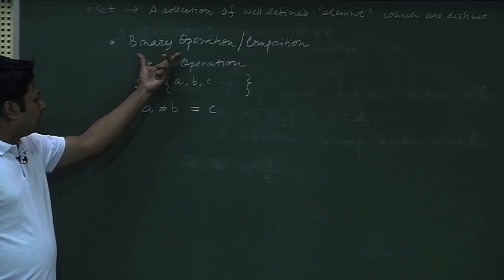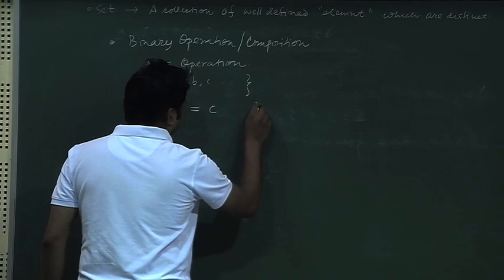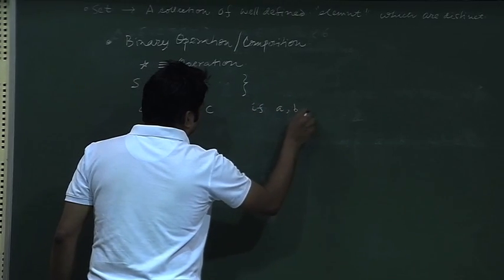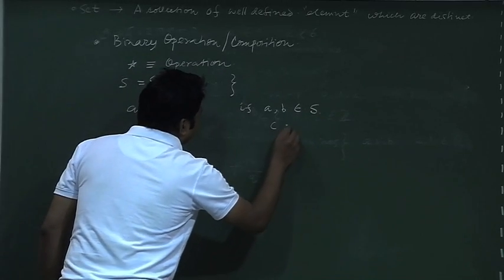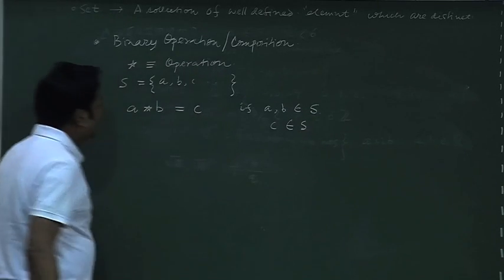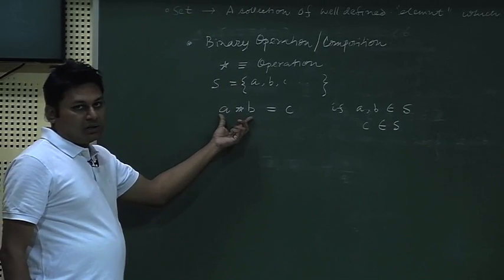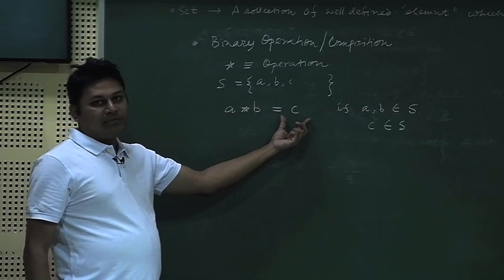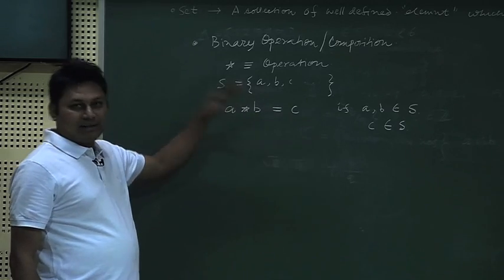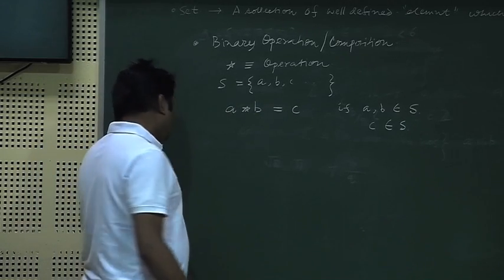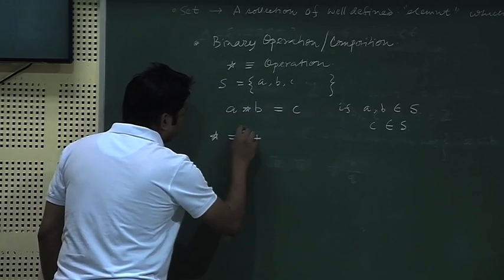Now, the binary operation by definition is that if A and B belong to the set S, then C has to be in S also. That means if I operate the binary operation over two elements A and B, whatever result I find here, for example C, this has to be inside the set. It is not going to be something that is outside the set. What will be the example? For example, I can write this as the plus operation.